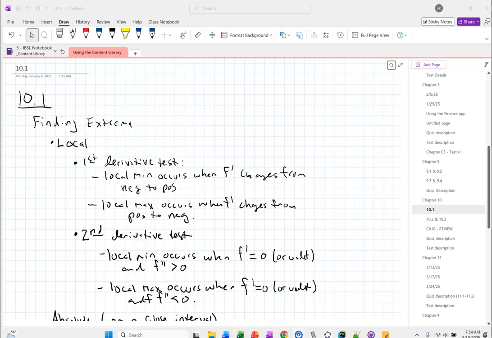Okay? Now, these first and second derivative tests are only going to give us the local maximum or minimum. What's the difference between local and absolute?